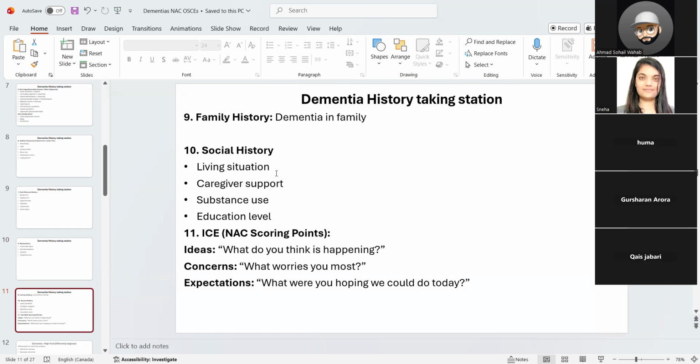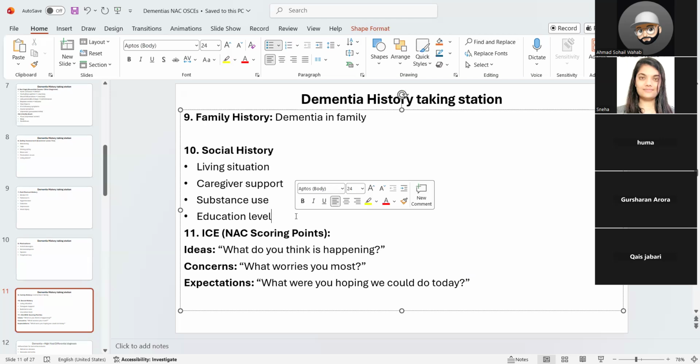Social history. In social history, again, living situation, we can cover it here, and at number 6, where we are covering safety, you can cover living situation. But in social history, if you're covering living situation, make sure you ask about adhesive mats in the washroom, good lighting, support rails for the stairs, and support or something to hold on to in the shower so that they don't fall. Ask if they have any support or any caregiver. Ask about substance use and their education level.